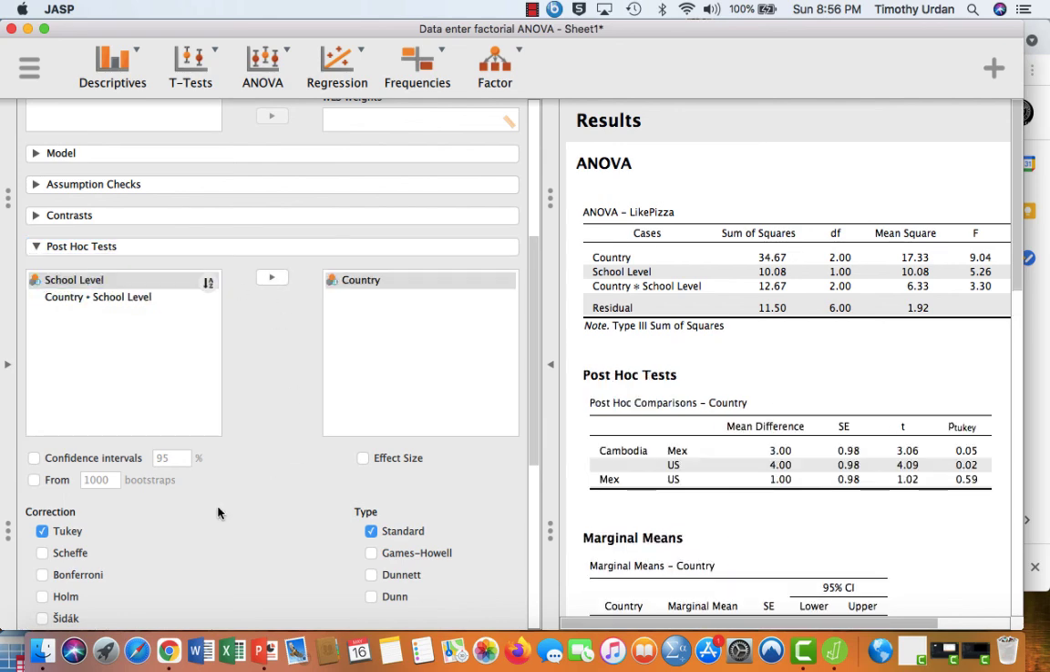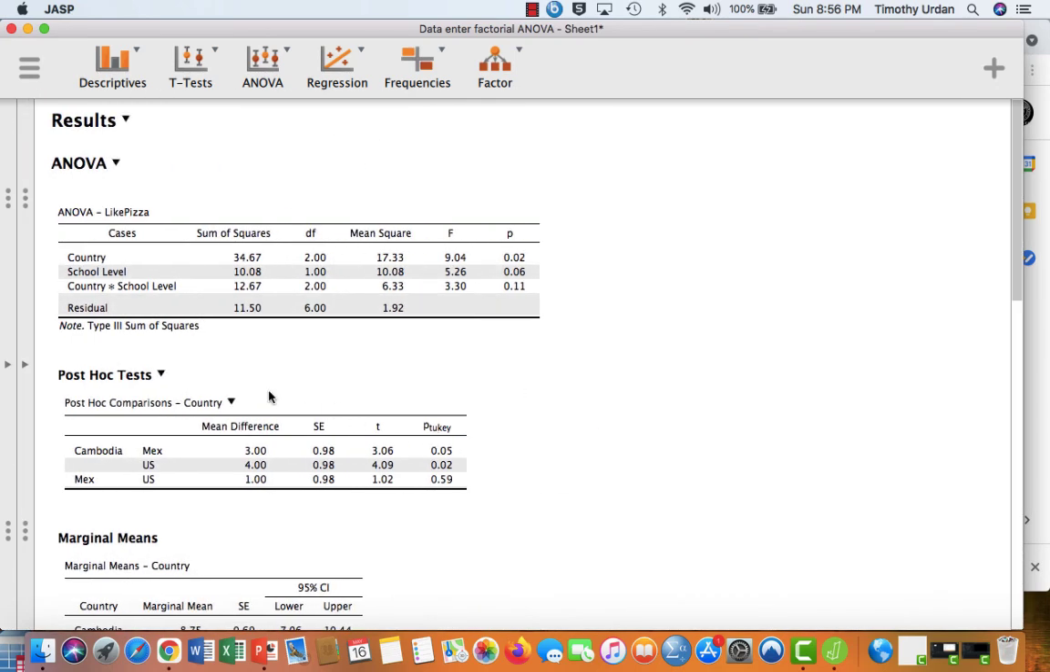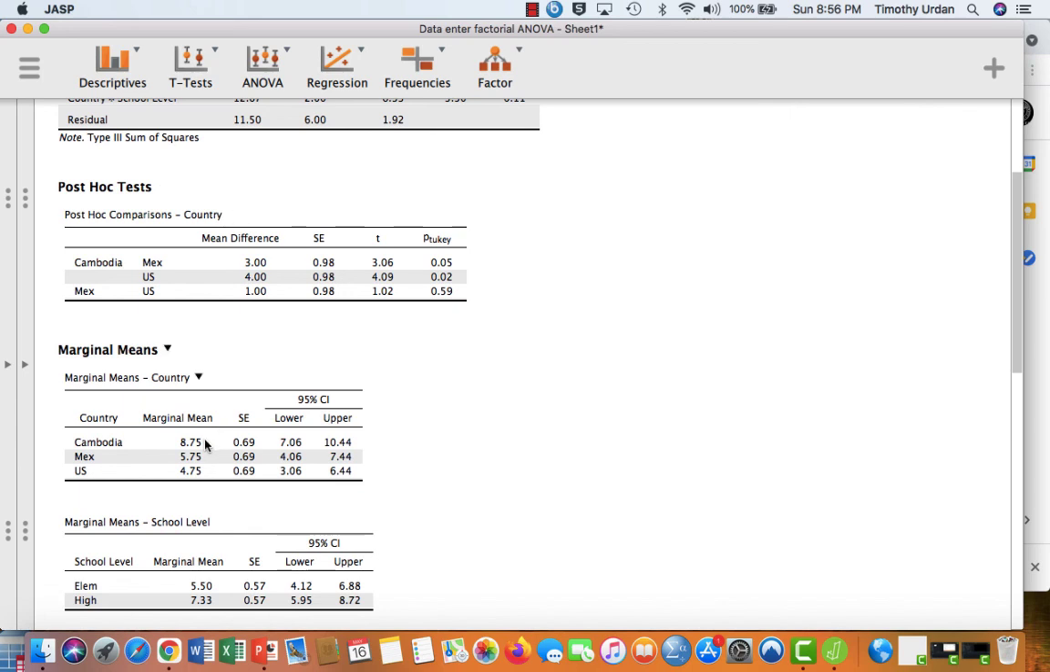For country, here, Tukey test, standard, here is what you get. Post hoc test. Is Cambodia different from Mexico when you're combining elementary and high school students together? Yes. Is Cambodia different from the US? Yes. Is Mexico different from the US? No. Kids in Cambodia, let's see, like pizza more on average than kids in Mexico and kids in the US.